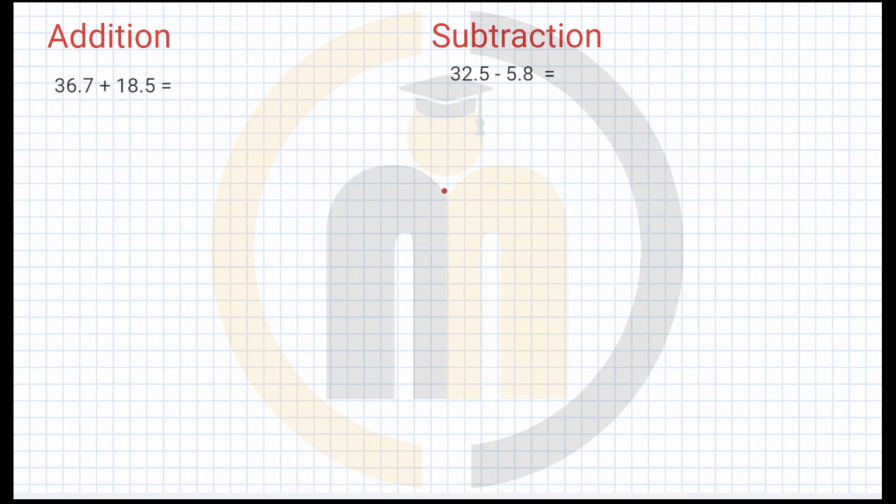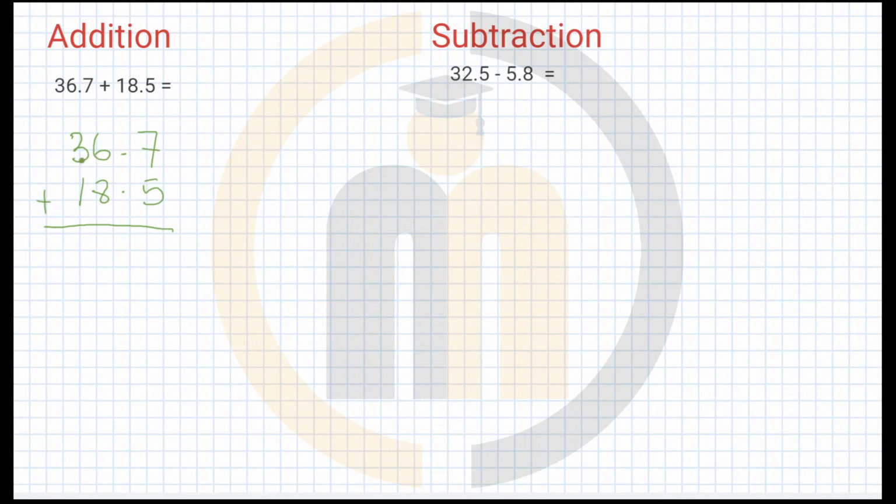Now we're going to quickly go through addition and subtraction of decimal numbers. We also do this very similarly to normal whole numbers. So let's just do that working here. We have 36.7 with 18.5. We add them as normal. One of the ways we do adding is by using partitioning. So I'll go through the partitioning version first.